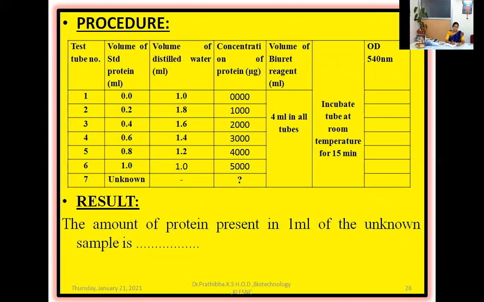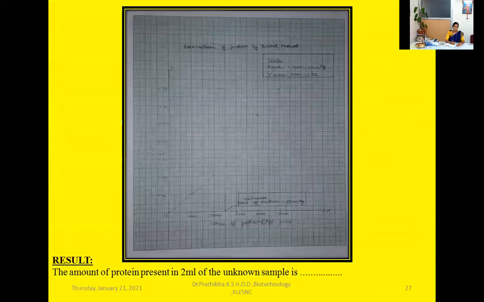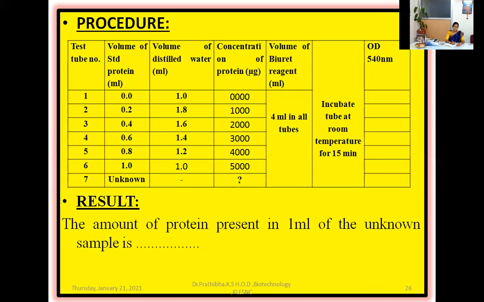To perform this experiment, first you need to take 7 dry test tubes. To all the test tubes you are going to add different aliquots, from 0.2, 0.4, 0.6, 0.8 to 1 ml. These 7 test tubes will be given by the examiner. They will only add the water, and the unknown sample you need to take from the examiner. Once you add all the 0.2 to 1.0 aliquots, then make up the final volume.